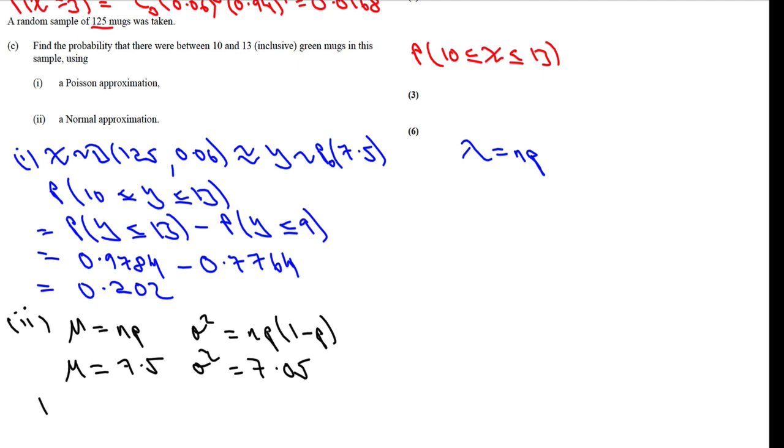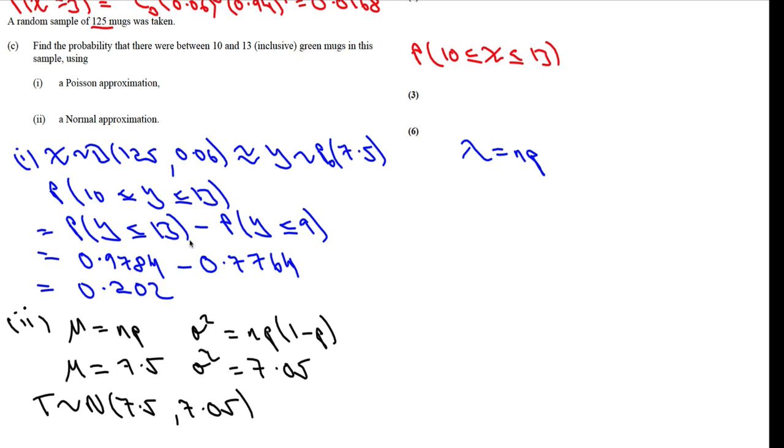So what we can say is, let's call it T, has a normal distribution with mean 7.5 and variance of 7.05. Okay, and what we want to do is we want the probability that x is between 10 and 13 inclusive.